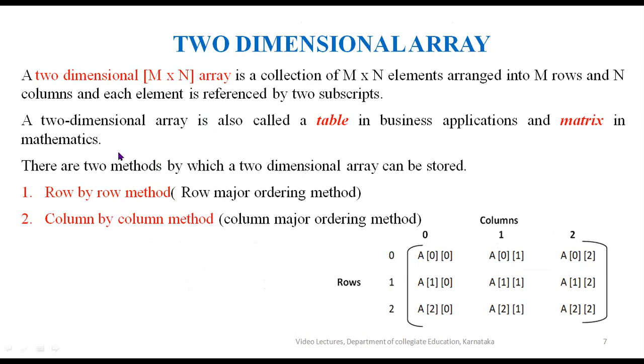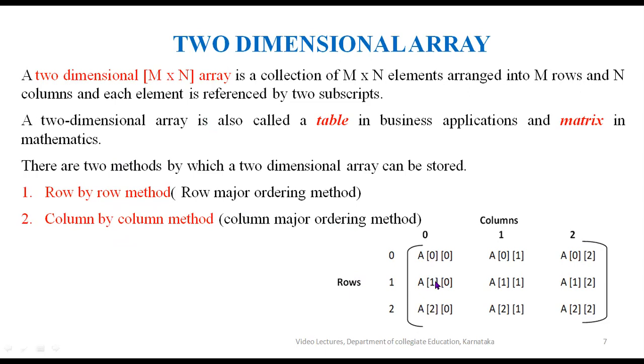So there are two different ways of storing the elements of two-dimensional array, and they are row by row method, which is also called row major ordering method, and the other is the column by column method, which is also called column major ordering method. So normally you should know that the first index value will represent the row number and the second index value will represent the column number.